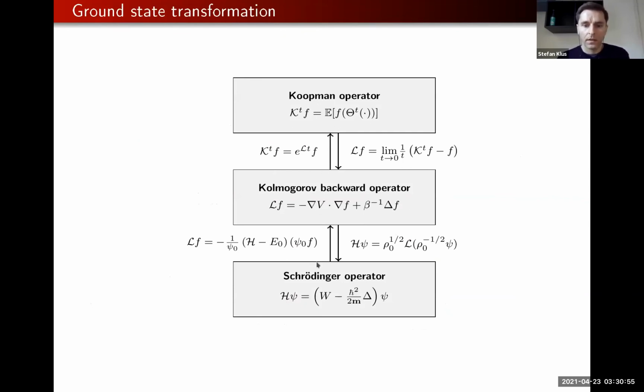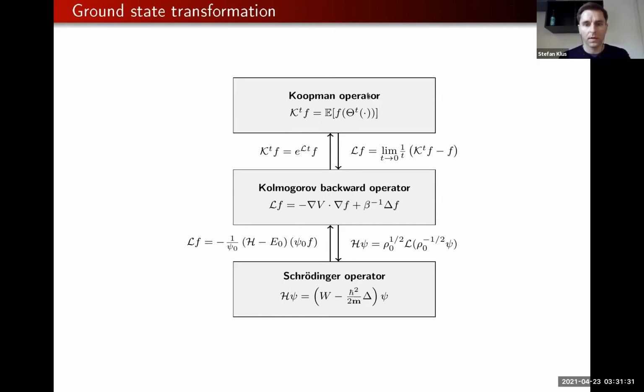So for example, given the time-independent Schrödinger equation in this case, we can transform this Schrödinger operator into a backward Kolmogorov operator. And for this, we need the ground state. And for this ground state transformation to work, we need it to be positive everywhere. And then we can transform this into this backward Kolmogorov operator here, which corresponds to a drift diffusion process. And then we can apply the Koopman operator-based techniques that I introduced at the beginning to also compute eigenfunctions of the Schrödinger operator. We can use this correspondence here.